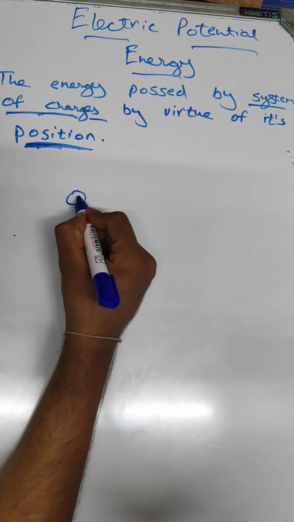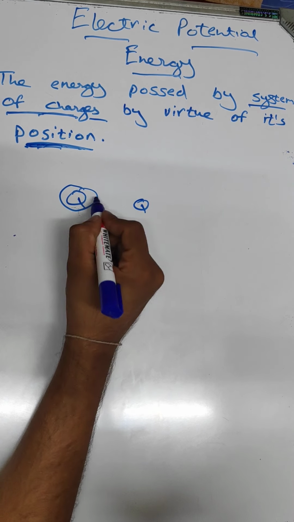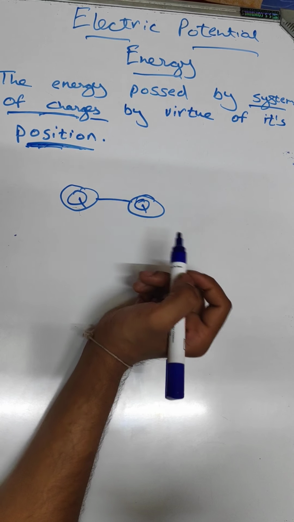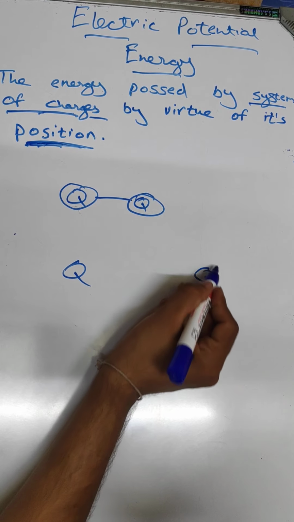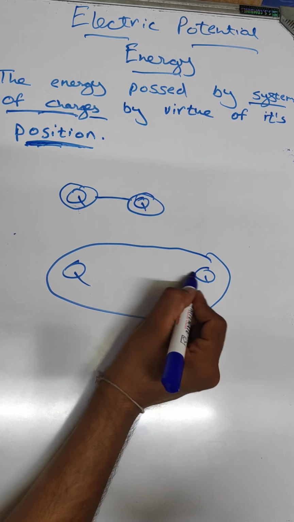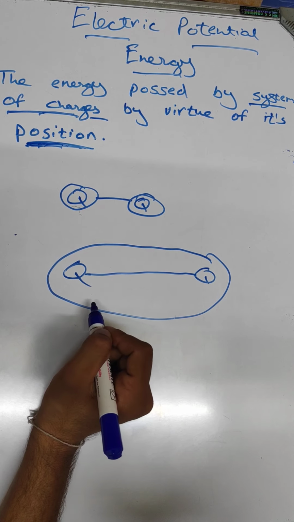Suppose we have Q and Q, two charges. This is a system of two charges. This will possess some potential energy. Suppose this is again Q and Q at a different separation. This is again a system, and this will also possess potential energy.